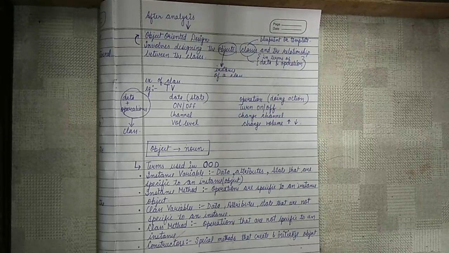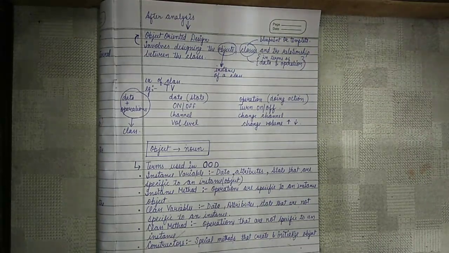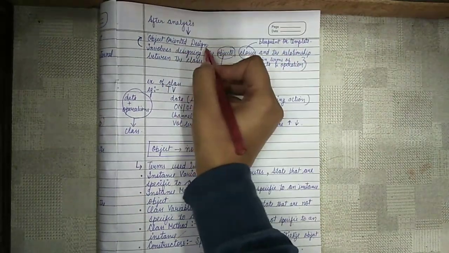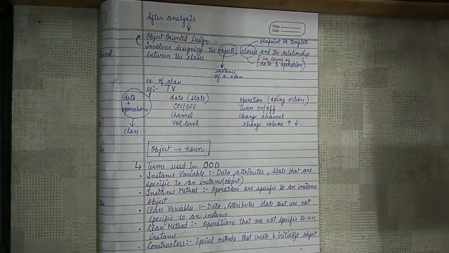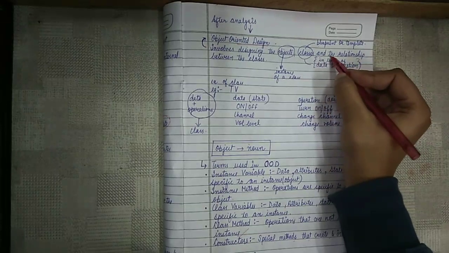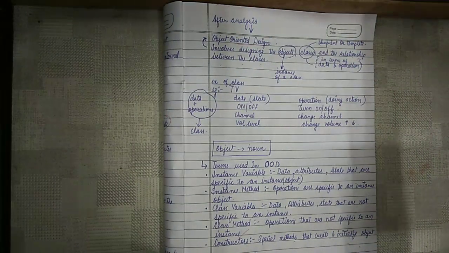It is about object-oriented design. In the previous video, I discussed object-oriented analysis. It was the first step, and now after analysis, we are going to design the software or the system. Okay, fine. So let's start with object-oriented design. It involves designing the objects, classes, and the relationships between the classes.